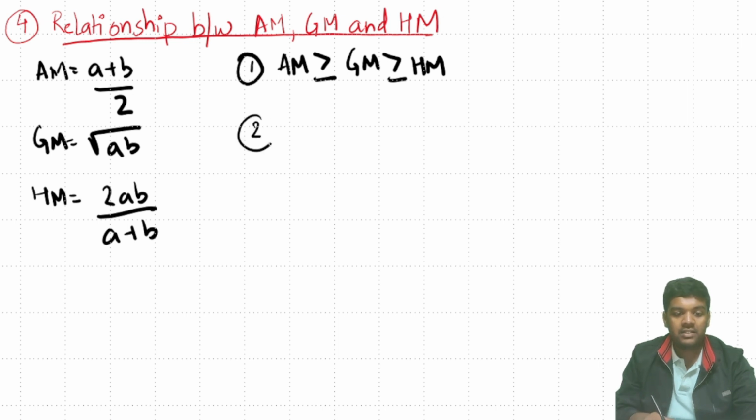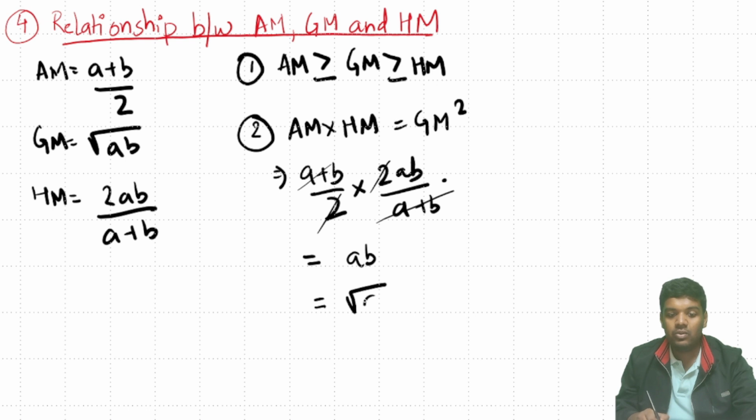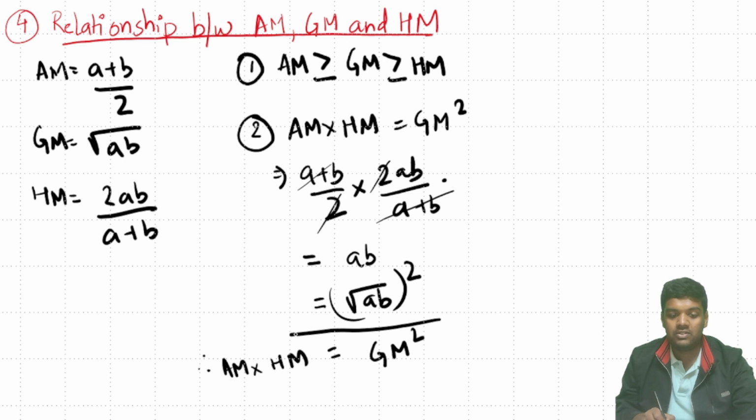Second property which you can see here is AM into HM equals to GM square. Let's see how it is being derived. AM into HM. AM is A plus B by 2 and HM is 2AB by A plus B. This can be simplified as 2 cancel. A plus B and A plus B are cancelled. What we are left is AB. AB is nothing but root AB whole square, or this equals to GM square. Therefore, AM into HM equals to GM square.